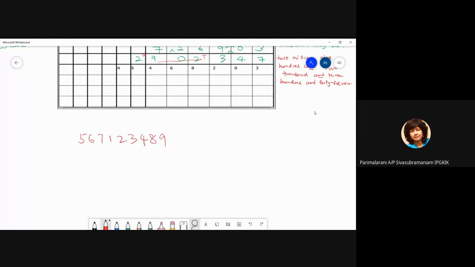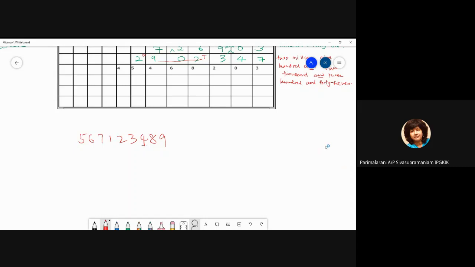Okay, let's read another number. Who wants to read this number? Anybody want to try? Can I try? Yeah, sure. 567,123,589. Yes, correct. Only thing you said this 5, this 4.